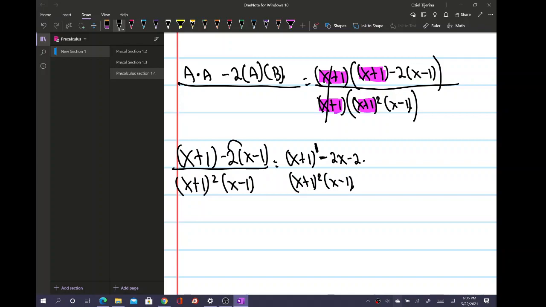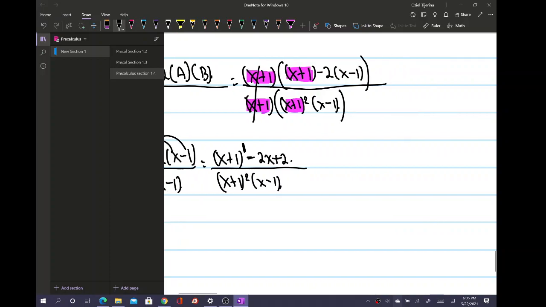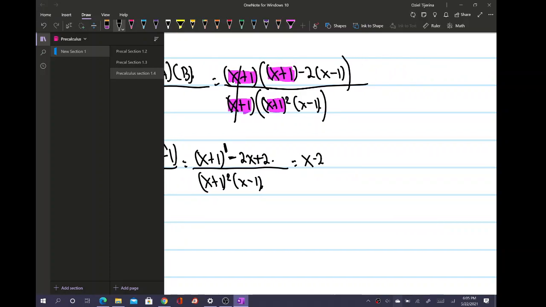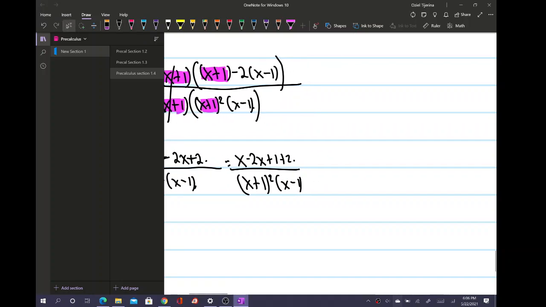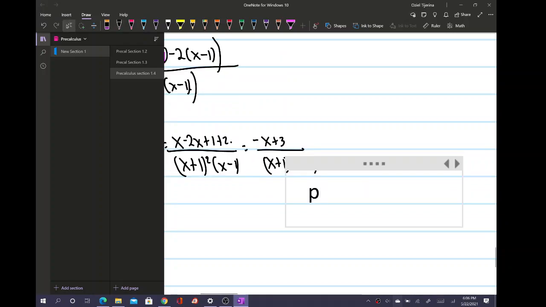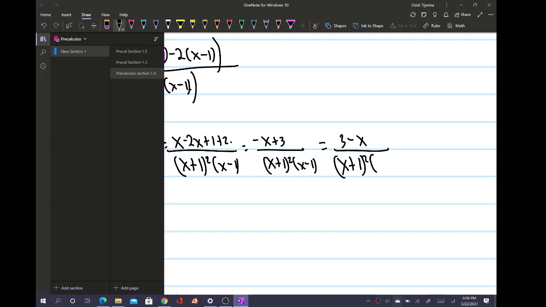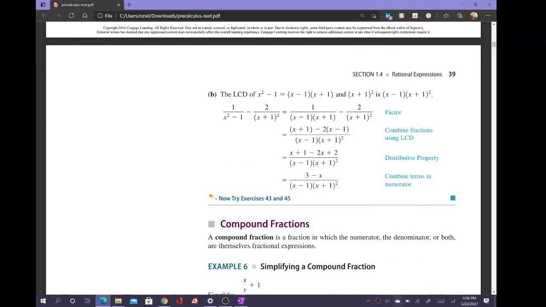So this is actually 2x, so it's x plus 1 minus 2x plus 2 over x plus 1 quantity squared times x minus 1. And then you do x minus 2x plus 1 plus 2, and then you do x over x plus 1 quantity squared times x minus 1. So then it's negative x plus 3 over x plus 1 quantity squared times x minus 1. Or you can also write it as 3 minus x over x plus 1 quantity squared times x minus 1. Either way, they're both answers. So yes, this is why they got this part for this.